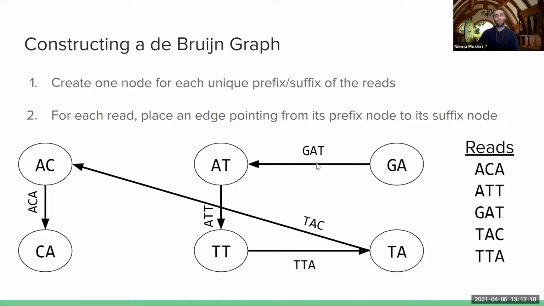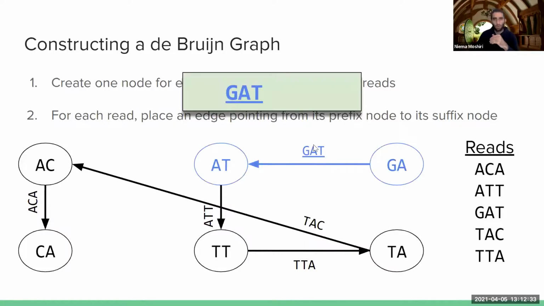And to reconstruct the genome, what we can do is, as we follow that path, start with the entire first read, the edge that labels the first read, and then keep appending one letter at a time for each subsequent read. So the first one, GA to AT. This link is labeled with GAT. So it's my first one. I'm going to use the whole GAT.